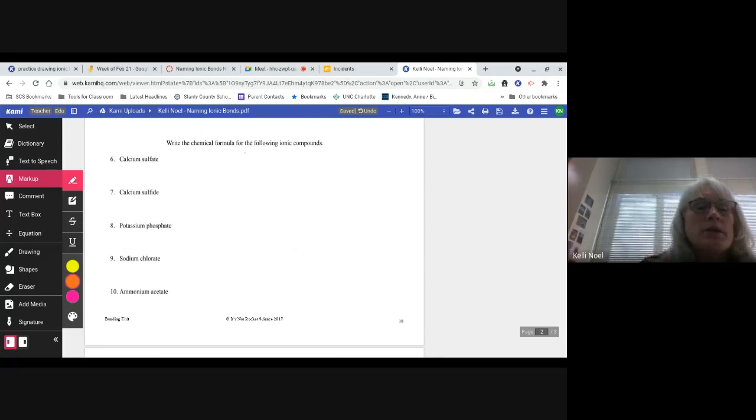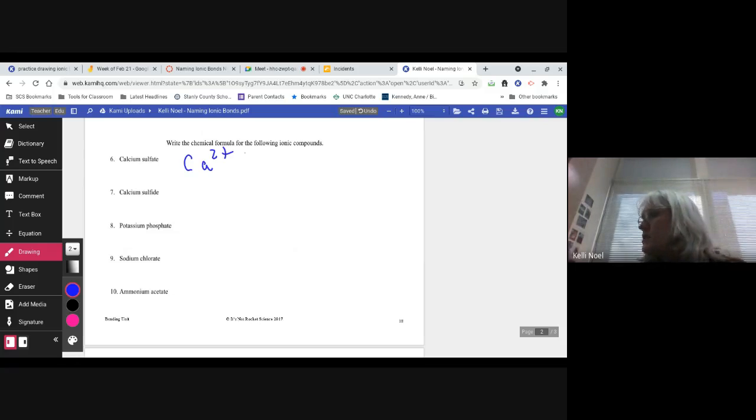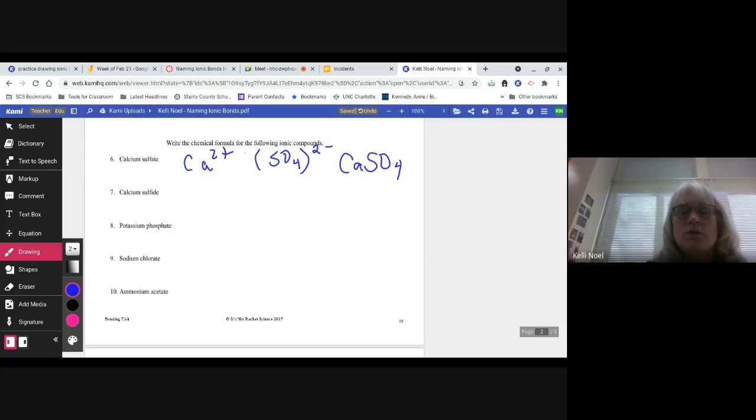Now, writing the formula is going to be similar to what we did a while ago. Calcium is in group 2, so it is Ca2 plus. I'm going to find sulfate on my polyatomic chart, and sulfate is SO4. I'm going to put parentheses, and it is a 2 minus. Again, 2, 2, I'm going to do Ca. I can drop the parentheses, SO4. All right, so that's what you're going to do on this one.